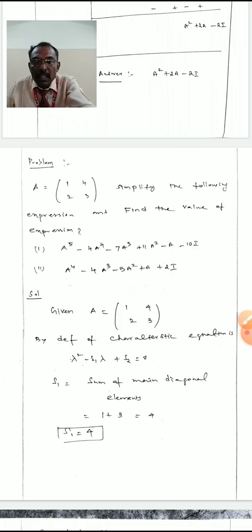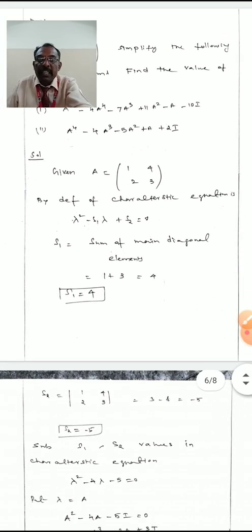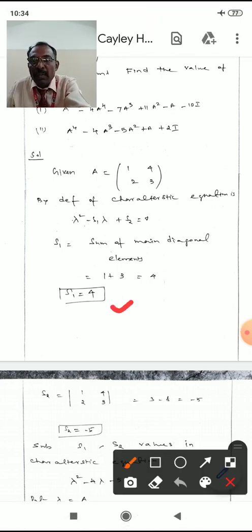Solution of the given problem. First we have to find the characteristic equation of a 2 by 2 matrix: lambda^2 − s1 lambda + s2 = 0. Here s1 is the sum of the main diagonal elements, 1 plus 3. 1 plus 3 is 4. So the s1 value is 4.